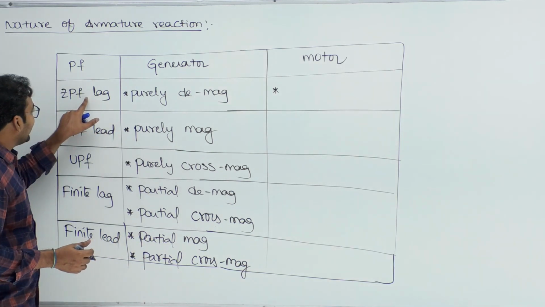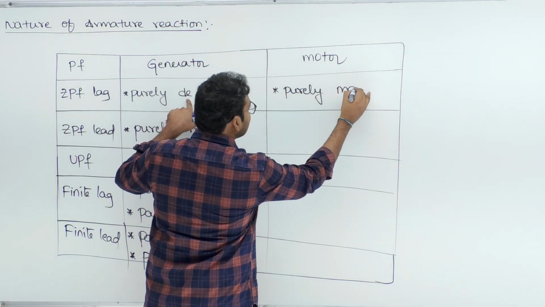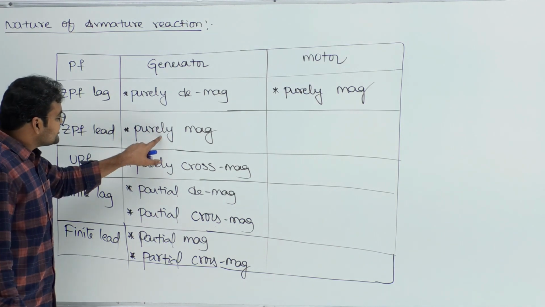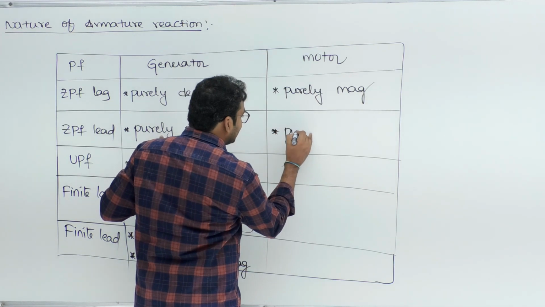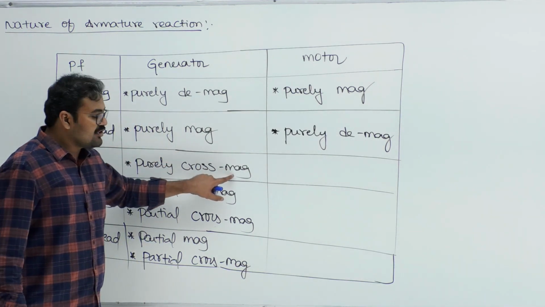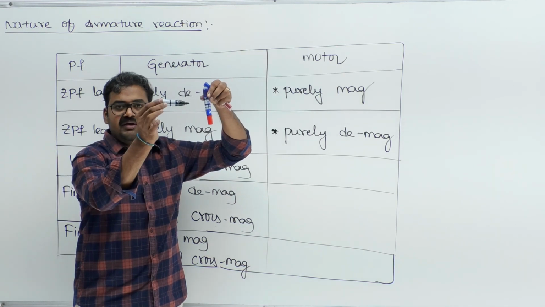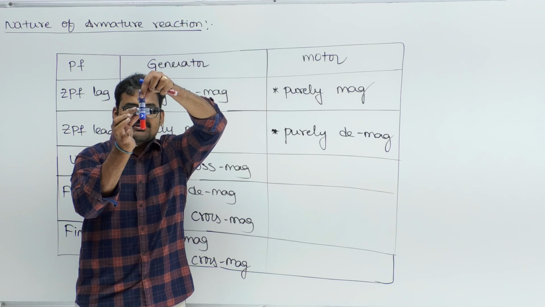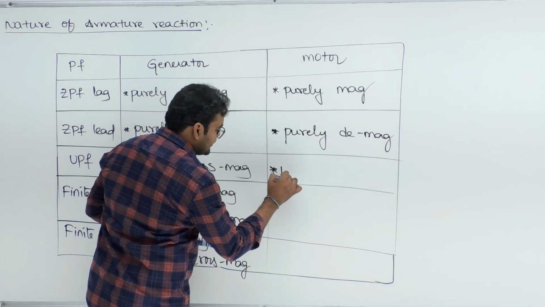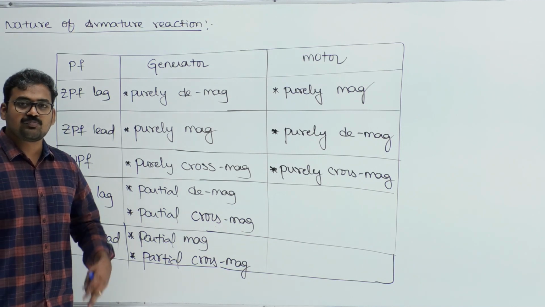So therefore, for ZPF lagging power factor, if generator armature reaction is purely demagnetization, motor armature reaction will be purely magnetization because armature flux direction reverses. For ZPF leading power factor, if generator armature reaction is purely magnetization, motor armature reaction will be purely demagnetization. Coming to unity power factor, in a generator it is purely cross magnetizing. Cross magnetizing means this is the direction of armature flux, this is the direction of main field flux, this is the direction of armature flux, 90 degrees. Now you reverse armature flux direction, even though I reverse this, again 90 degrees is there, that means it is still purely cross magnetizing in nature. So unity power factor, the nature of armature reaction in generator and motor both are same.